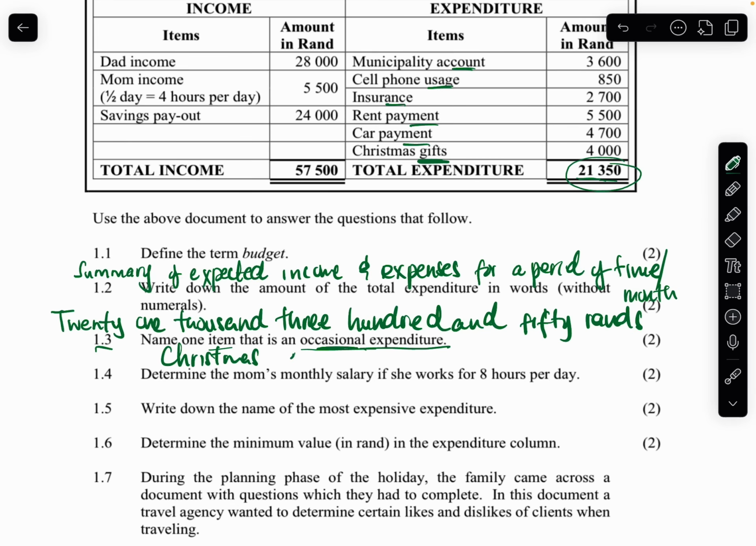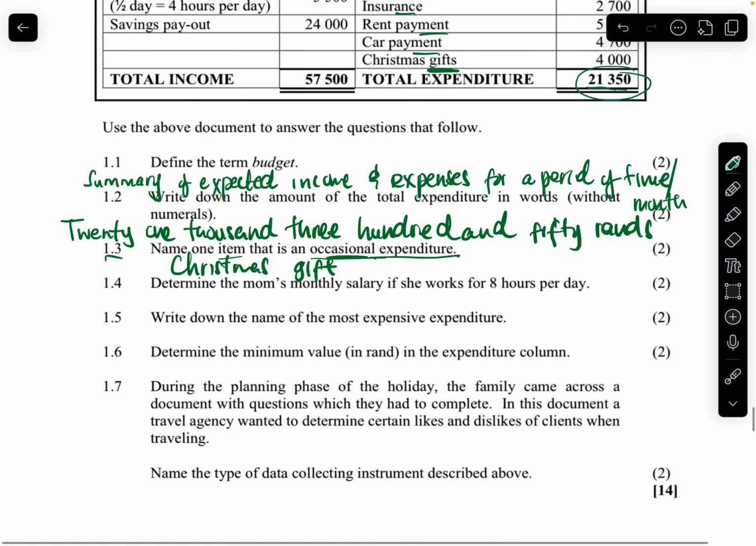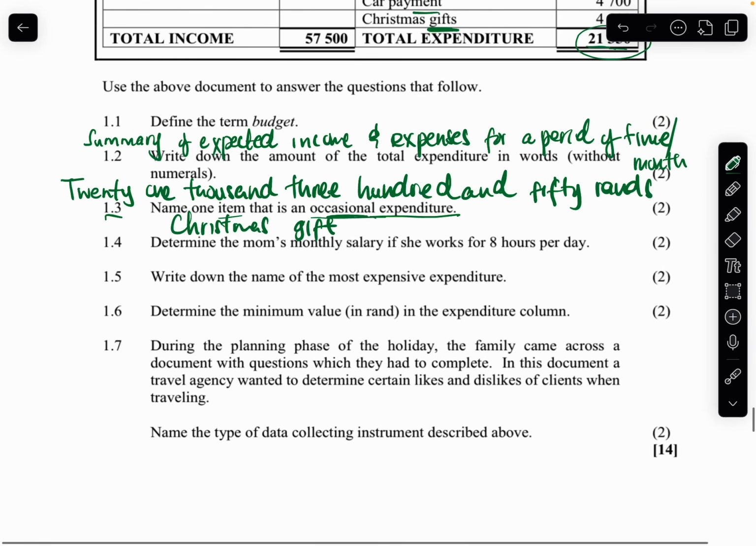Guys, it's windy here in Cape Town, specifically where I live. So I'm not sure if you hear the wind.